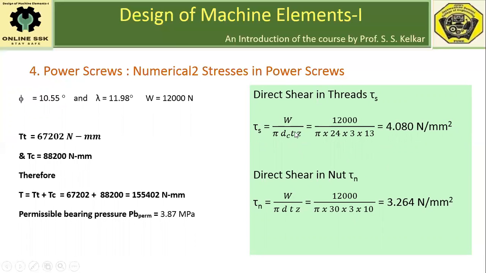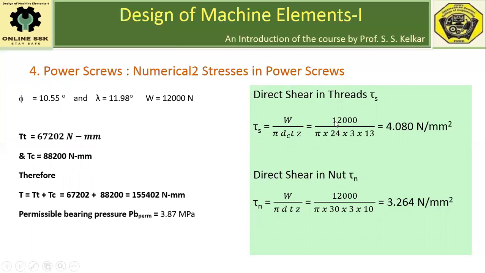Now, once we know the value of Z, in this particular case it is equal to 13. T is the thickness of the thread, which is equal to half the pitch. Pitch is 6, so T will be equal to 3. So here, using these formulae, we can calculate direct shear stress developed inside the threads of the screw, and direct shear stress developed inside the threads of the nut.